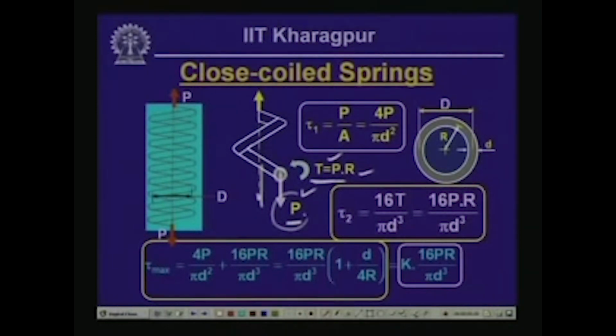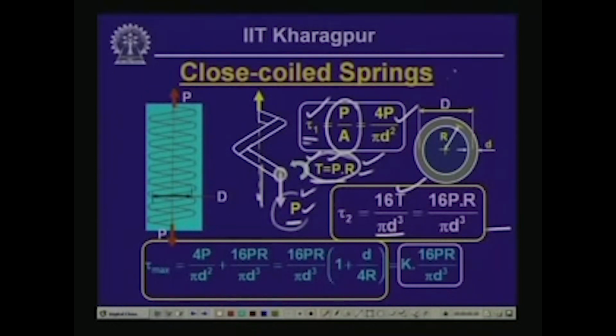Now, these two, the force P and this twisting moment, introduce stresses in the spring wire, and these stresses are tau 1, which is P by A, the direct shearing stress because of the shearing force P, which equals 4P by pi d square, and because of this twisting moment T, which equals P times R, we get a shearing stress tau T, which equals 16 T by pi d cube.